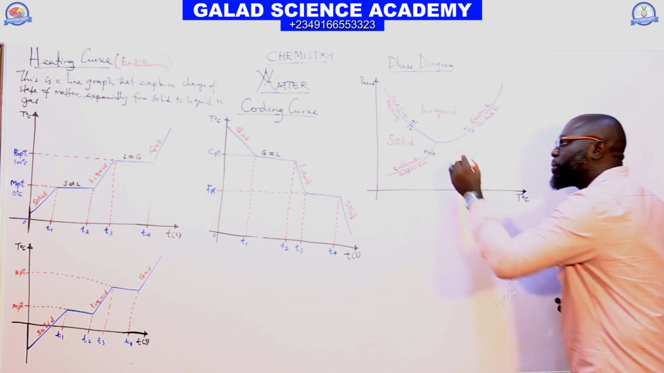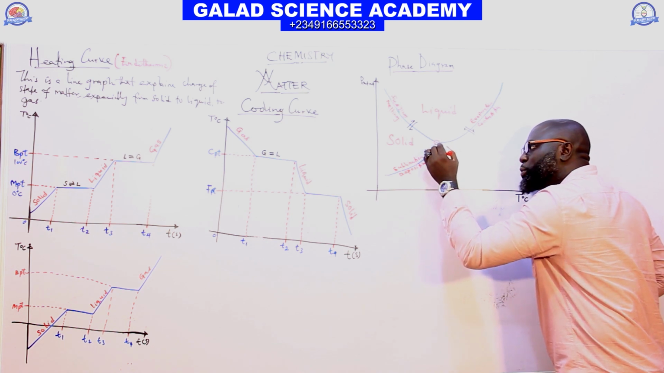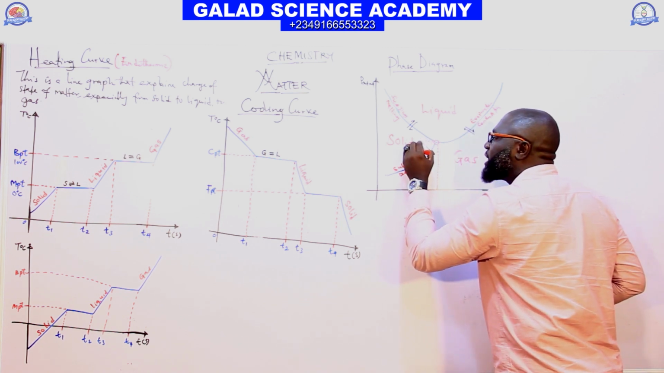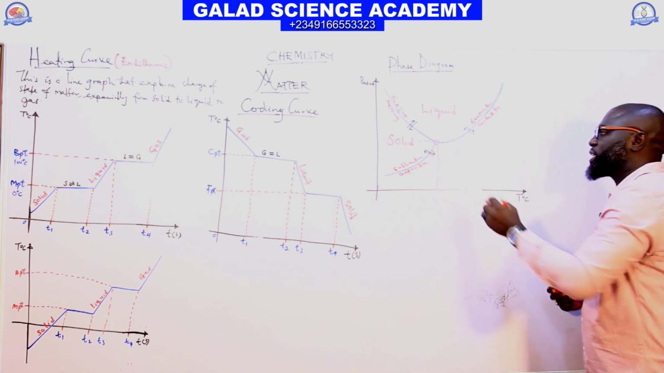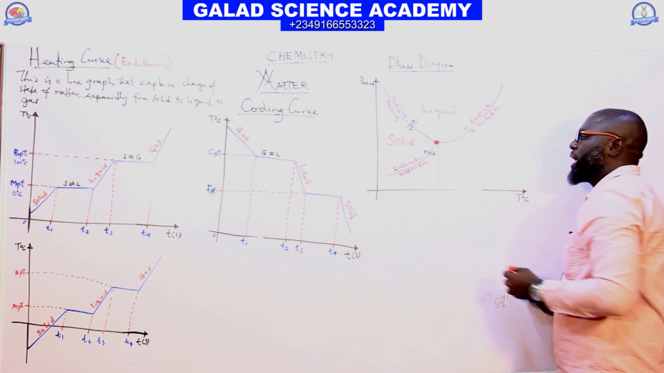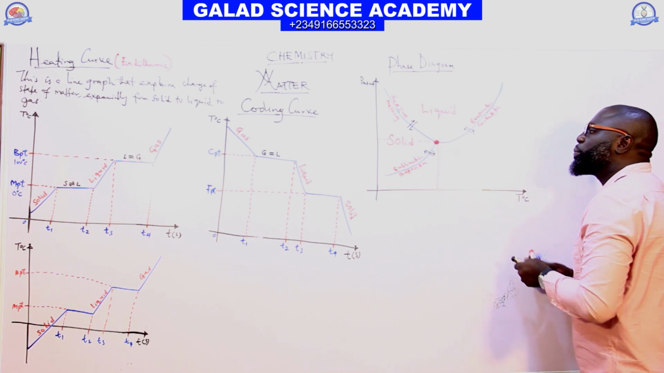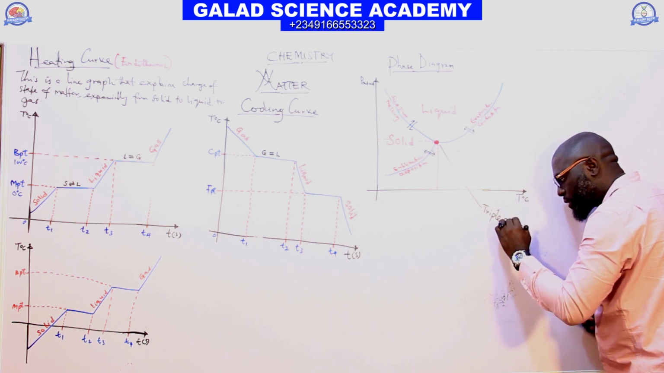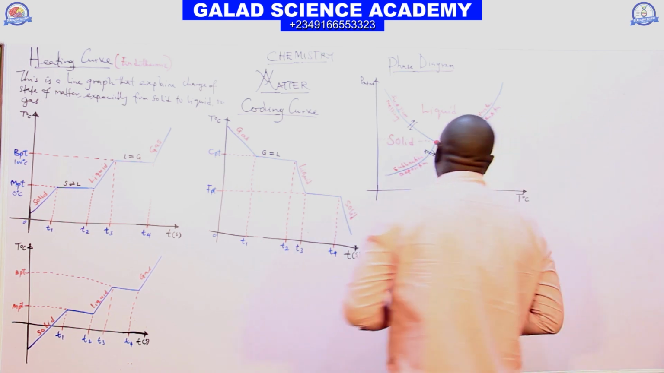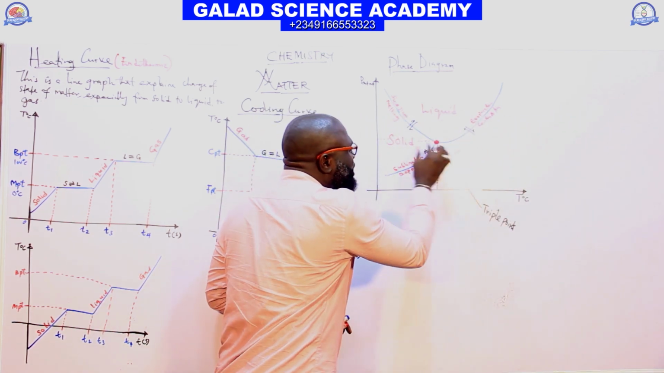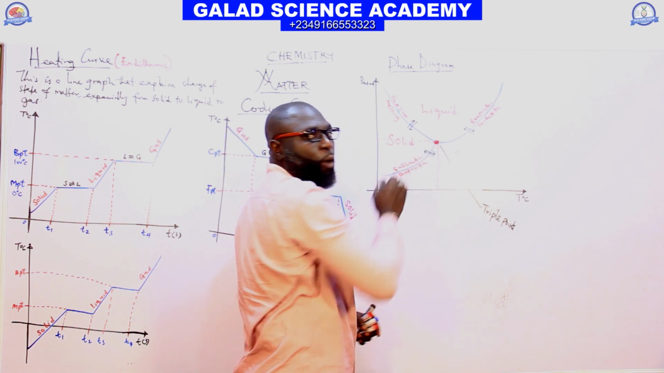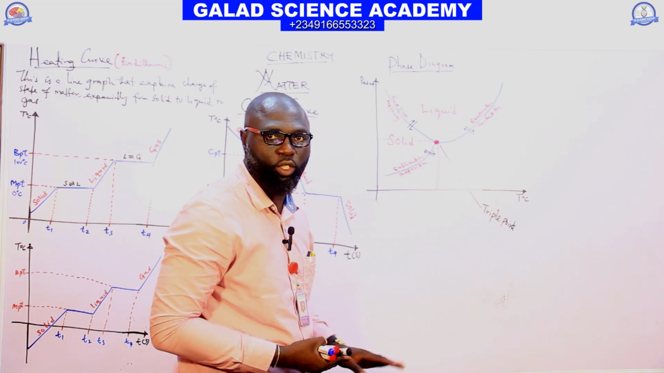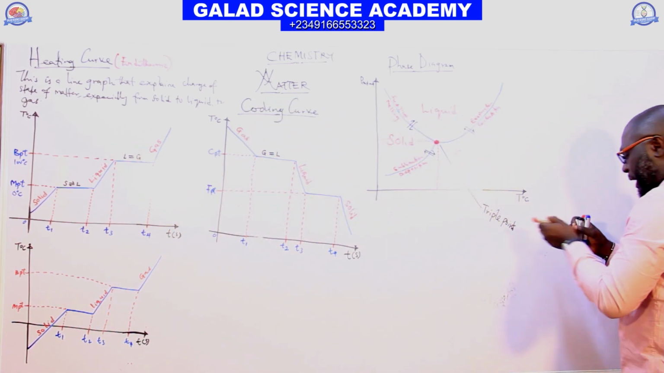And again, there is a particular point here, at the middle. We call it the triple point. What is the triple point? This is a point where the liquid, gas, and solid exist at equilibrium. The point where the three states of matter coexist in equilibrium is called the triple point.